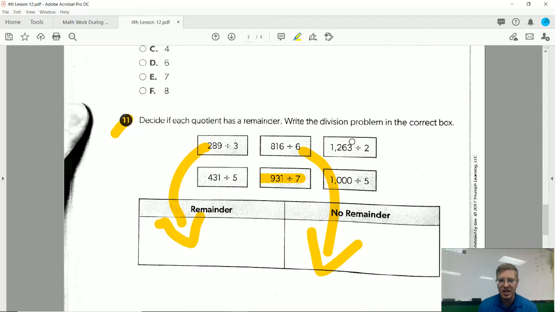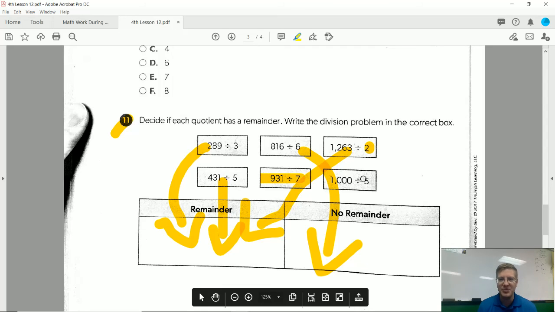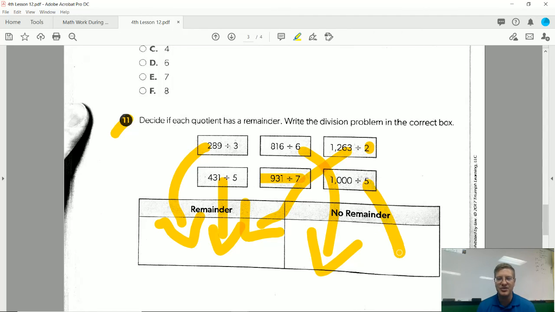The third one, if I can count by 2s, I'm going to have an even number. This is not an even number, so there will be a remainder. If I'm counting by 5s, my 1s place has to be a 0 or a 5. This has a 1, which means there will be a remainder of 1 for that problem. Again, if I am counting by 5s, the number has to end in 0 or 5. If it does, there is no remainder.